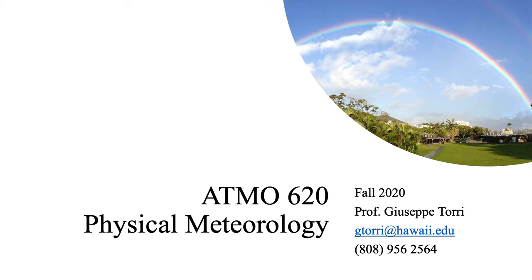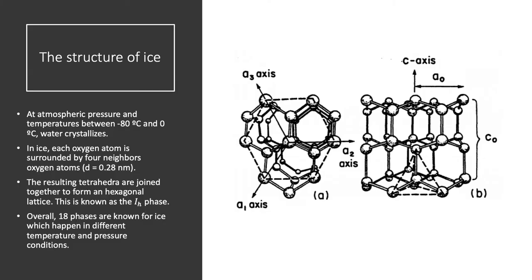So why don't we start talking about ice and ice in the atmosphere? First of all, what is ice? Well, again, I'm assuming you'll know the answer to this question to some extent. Ice is the solid phase of water, of what we call the water substance.